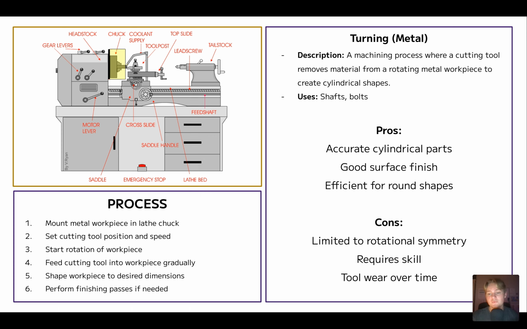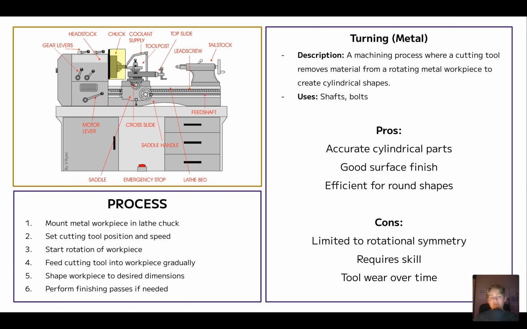The pros of this is that it is very accurate for cylindrical parts, and that creates something with a nice surface finish, which is the finished part. It's also very efficient for round shapes, because we're creating something with a round surface profile. We're having something that's rotating. But the cons of it is that it's limited to rotational symmetry. So basically something that has to be symmetrical when rotated. We can't use something that has an irregular profile. It does also require a skilled operator, which again increases cost. And the tool can wear out over time, which will be our tool post, our cutting point, as the friction wears down on the material.